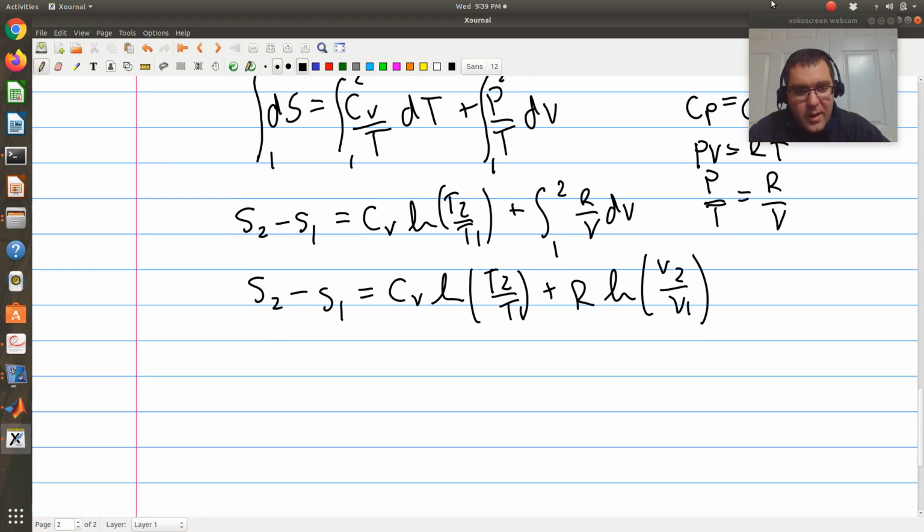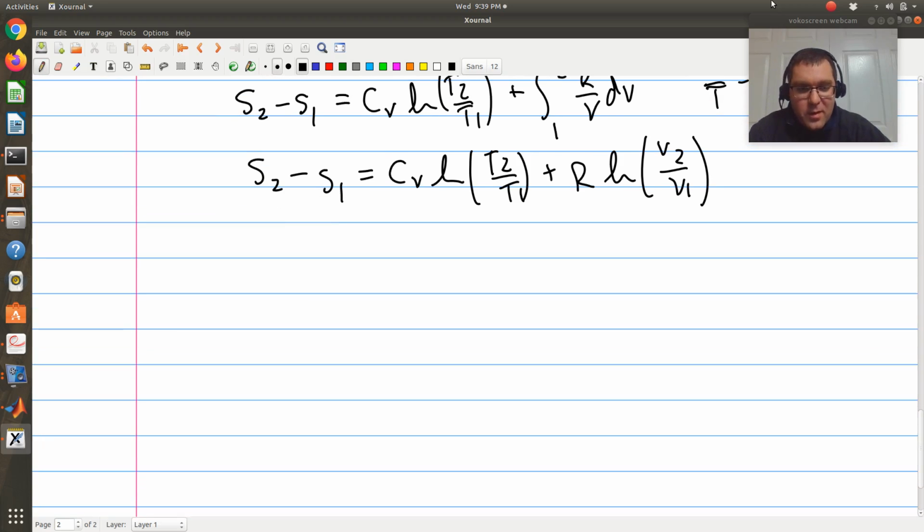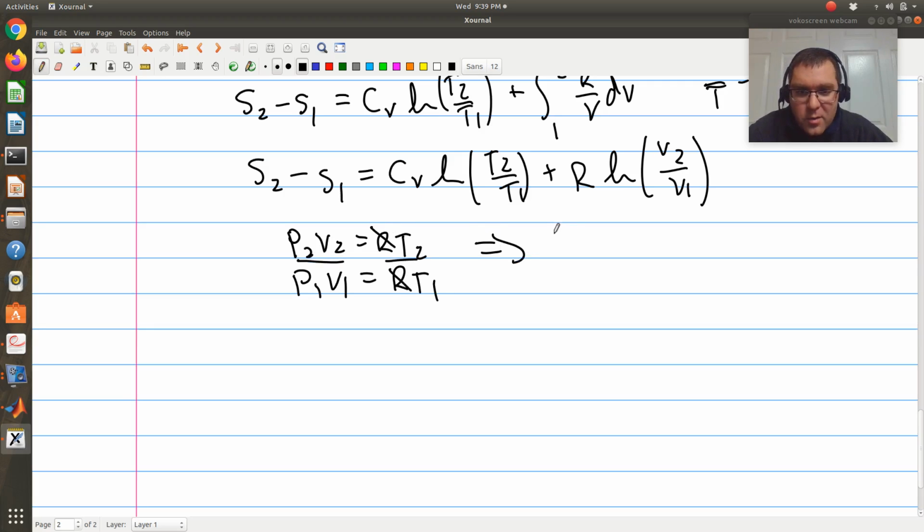Okay, so that's fine. I can use V, but I can simplify by using my ideal gas equation of state. I know that P2 V2 is equal to R T2, and P1 V1 is equal to R T1. Boom, boom. Cancel my R's. Therefore, I get V2 over V1 is equal to T2 over T1 times P1 over P2. I could plug that in here.